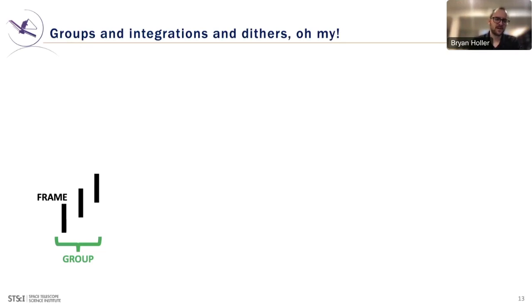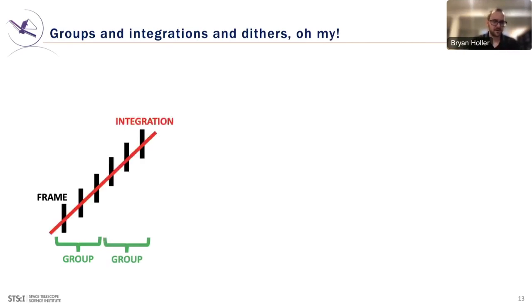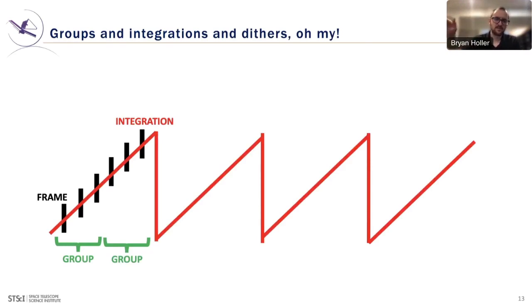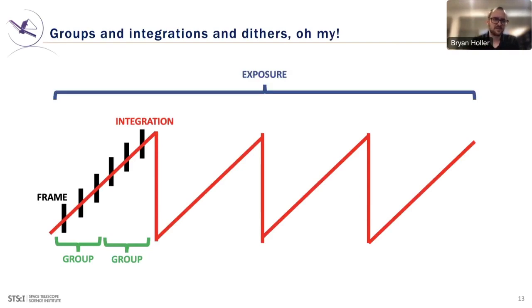And what you specify in the ETC and in APT are groups. And these are the smallest unit that you get down from the telescope. So you can have multiple of these groups that make up an integration. And you're constantly non-destructively reading up the ramp each time here. And at the end of an integration, you have a destructive readout, the detector resets, and you can start your integration again. And the set of integrations is known as an exposure.